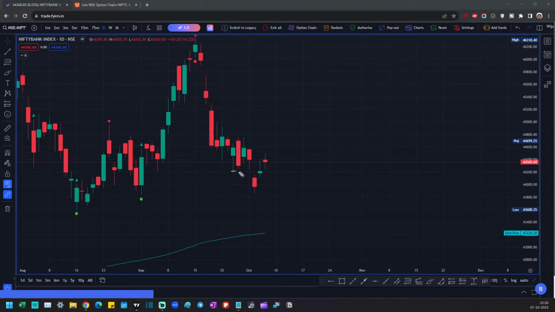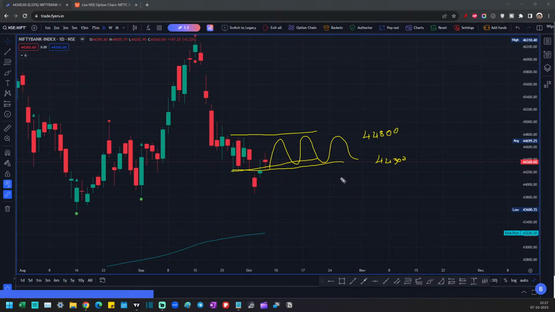Again, same case for Bank Nifty also. If you can see, Bank Nifty will be range bound from 44,800 to 44,300. Until this range is broken, you are not going to see any sort of movement in Bank Nifty. So the only opportunity here, if you are trading Bank Nifty, is to be a scalper.